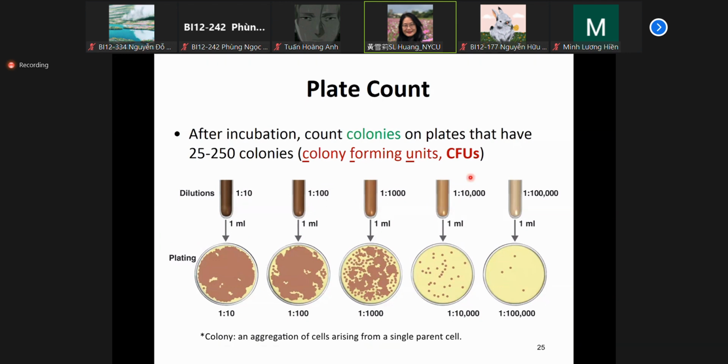The reason we use colony forming units is that we are using a particular media. If there is more than one type of species, we don't know exactly whether all the bacteria can grow well on this particular media. We can only count how many cells form colonies on the plate.